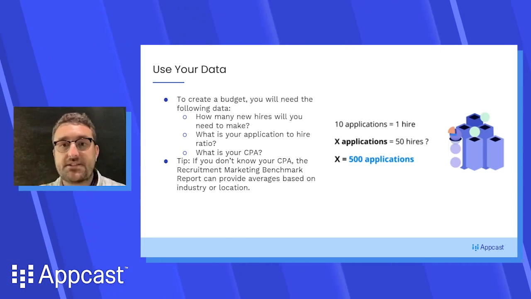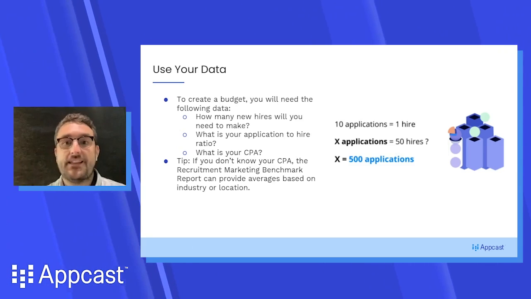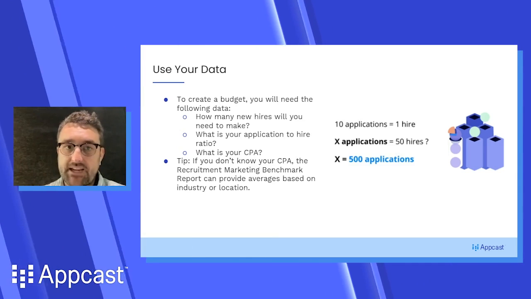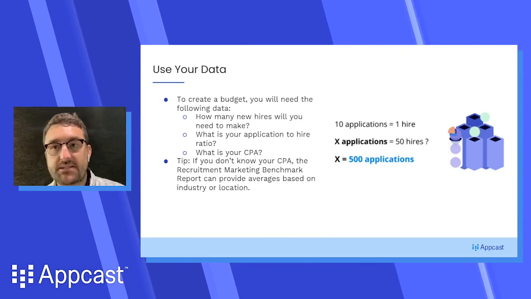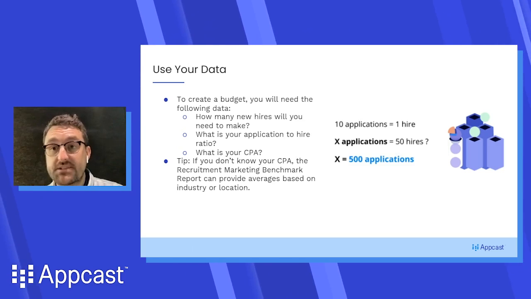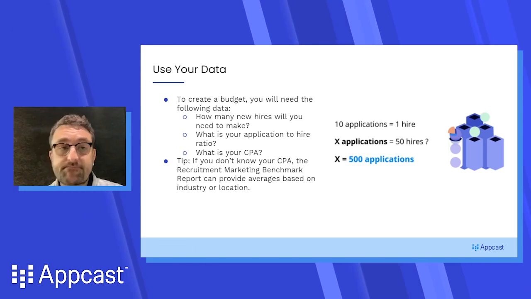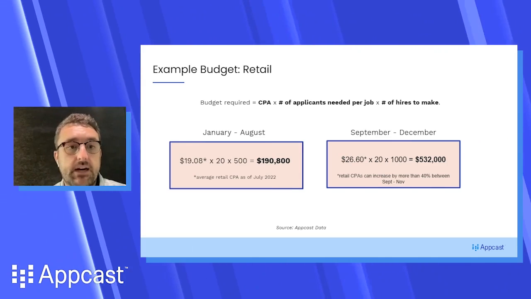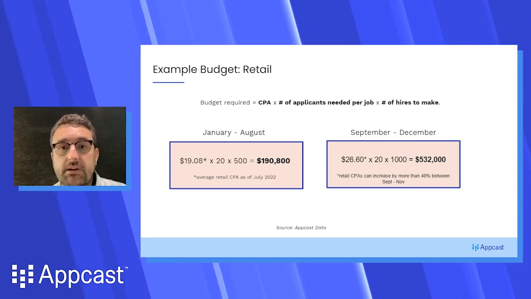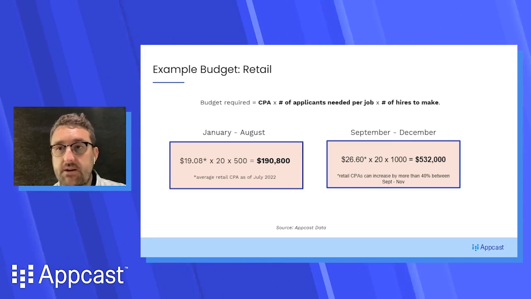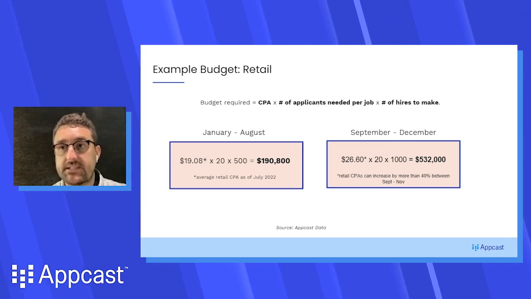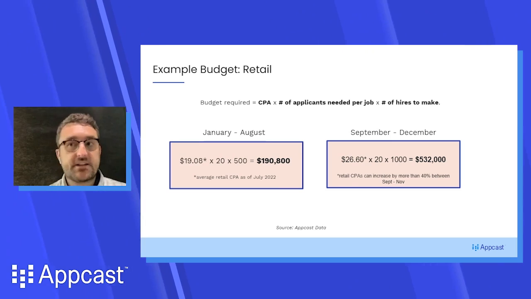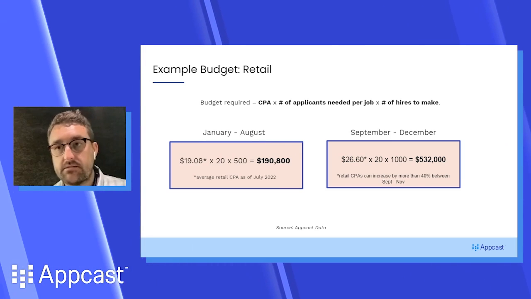All right. So if you need 50 hires, you need 500 applications, right? 500 applications, multiply that by the cost per application that you're going to need to receive all of them, and that's your budget. And so these are just some examples for retail. These are the market rate cost per applications that we see for retail type jobs during these timeframes. And just like I said earlier, these costs fluctuate depending upon the time of the year, right?